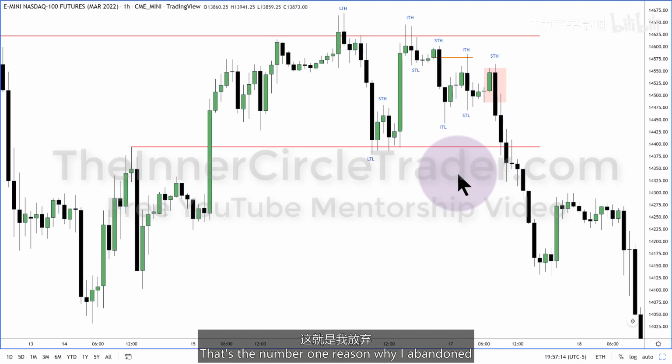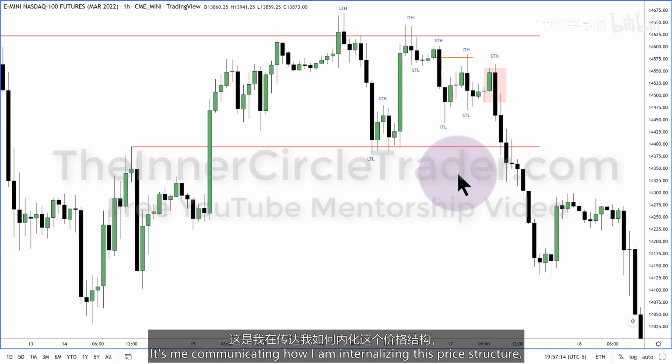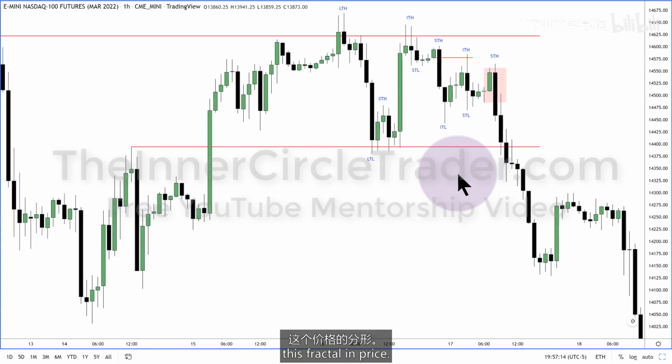That's the number one reason why I abandoned indicators. And if you have anything on the charts that cover up candles or draw your attention to something that you're putting on the chart, I call that, facetiously, lipstick, okay? That's what this chart is showing here. It's this lipstick. It's me communicating how I am internalizing this price structure. This fractal in price, I'm looking at it with this idea. Now, I'm looking at it in a matter of seconds. I come to this conclusion.